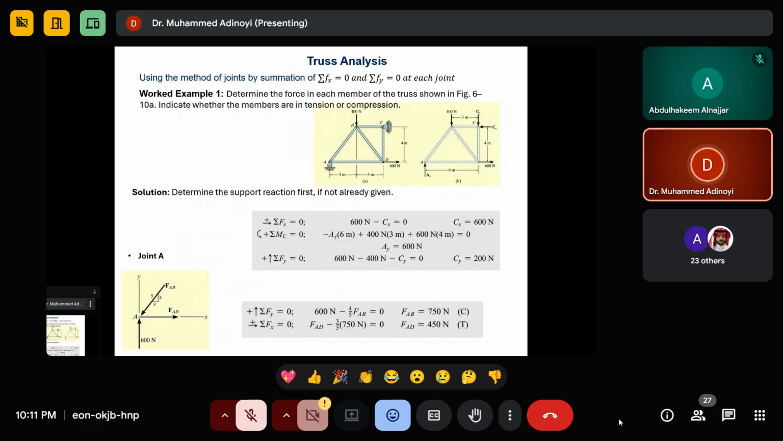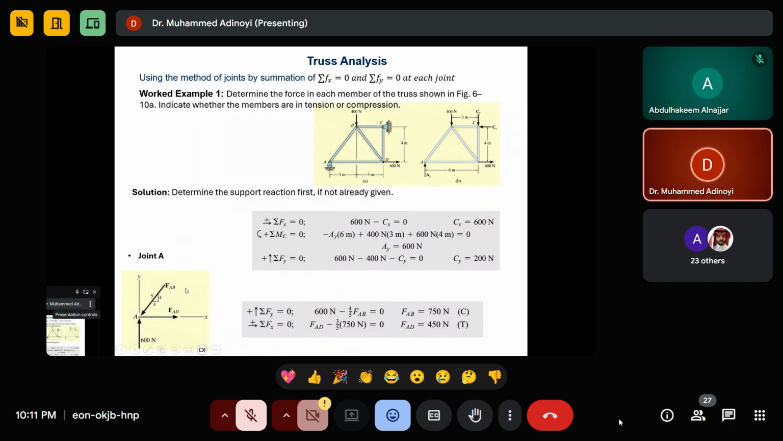Can you, in joint A, in the figure below? Yeah, the arrow of FAB, it is downward. Where do you see FAB? In the figure below, Doctor. You mean here? Okay, yes. Exactly, FAB. Yeah, the arrow is downward, right? So you want to know? Okay, yes.